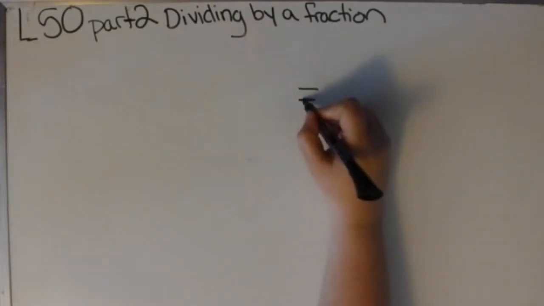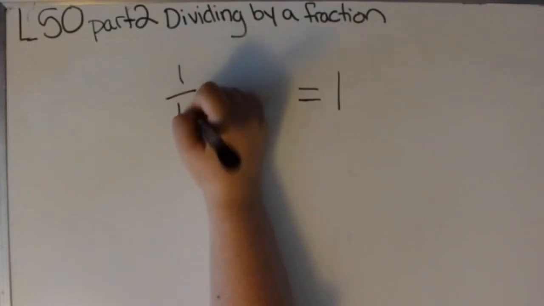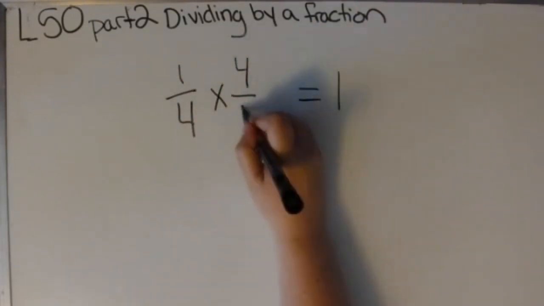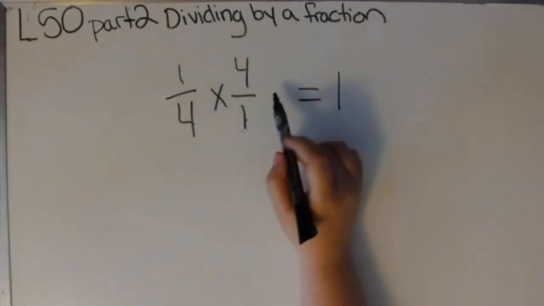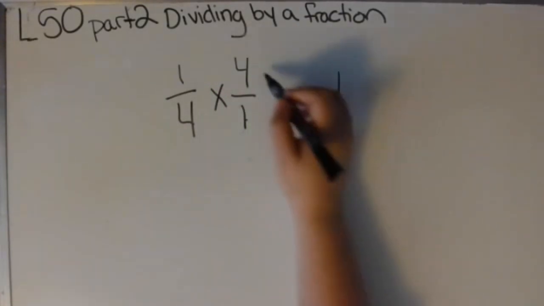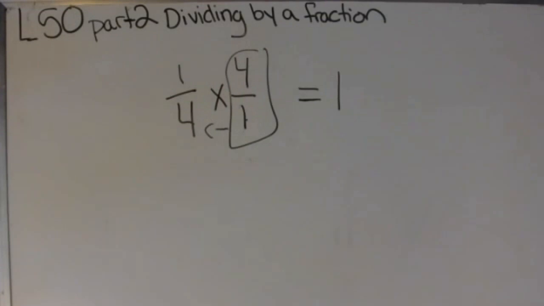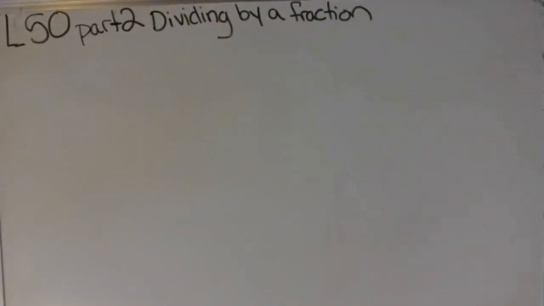Remember, a reciprocal is a number you times by a number that makes 1. So for example, it might be a quarter times by the reciprocal fraction, which is the opposite. So you just flip it, because 1/4 and 4 ones times together equals 1. So this is this fraction's reciprocal. Now, what we're going to do is use that to find the answer to some division problems.